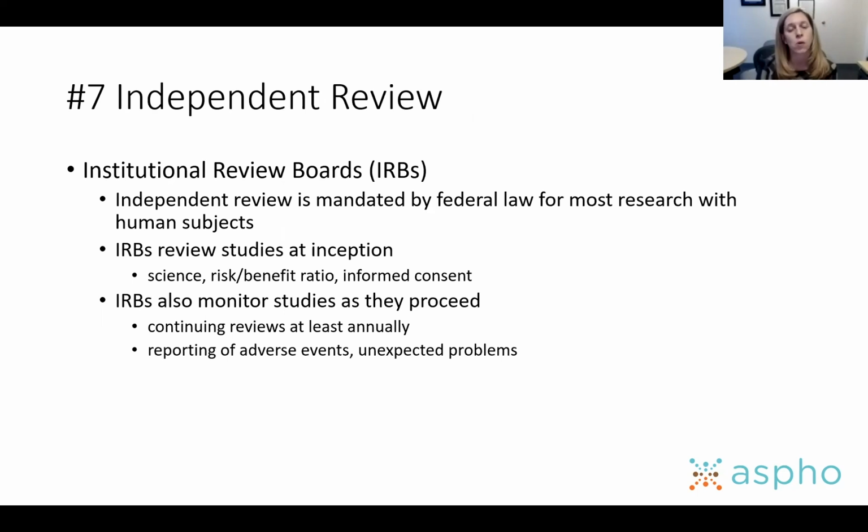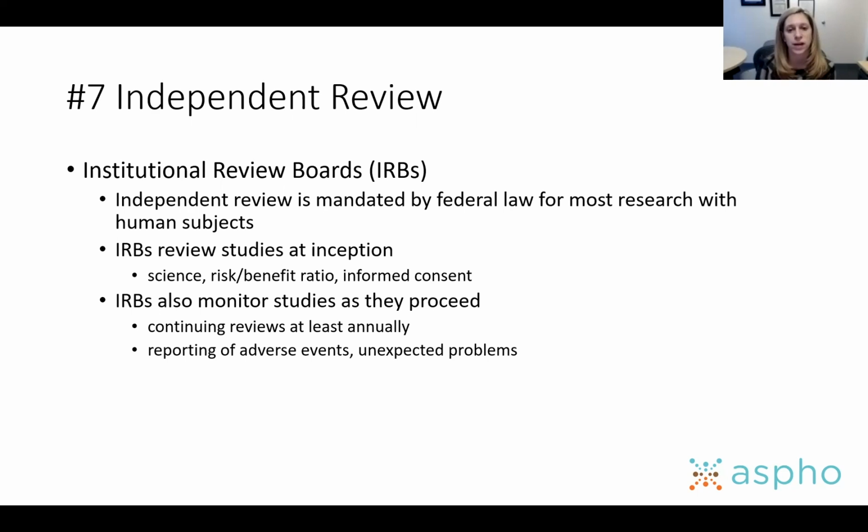Number 7 is the requirement for independent review. This is where the IRB comes in. Independent review is mandated by federal law for most research with human subjects. So we work with our IRBs because federal regulations require that. And IRBs review studies at their very inception. They look over the science, they assess the risks and the benefits and the relationship between the two. They look over the process and the documents related to informed consent.